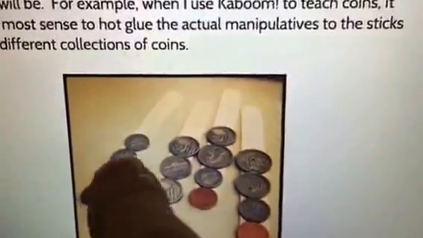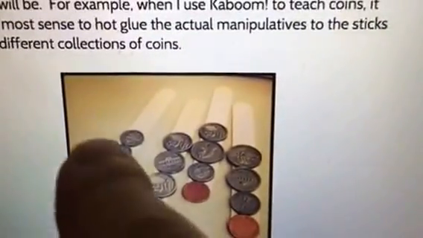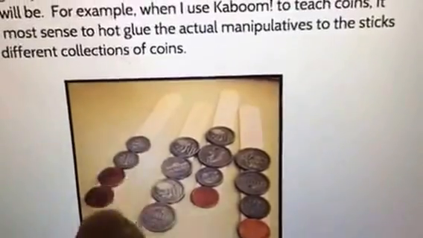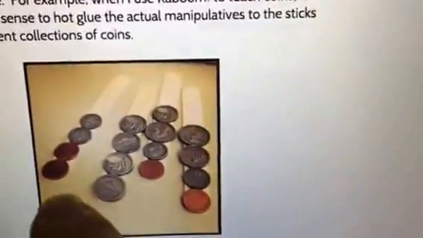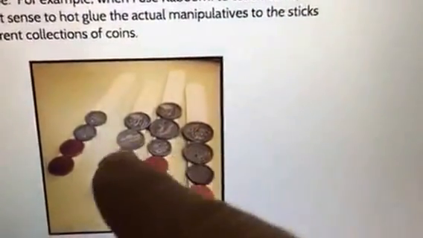Here's an example of one right here. You have 2 pennies and 2 dimes. So the question would be, how much money do you have? And of course the student would say 22 cents. Then they would go on to the next one and continue either until they get a question wrong, or they get a popsicle stick that says Kaboom on it.